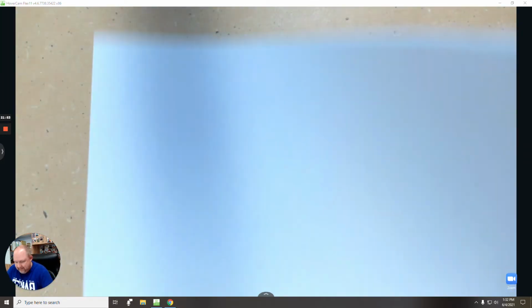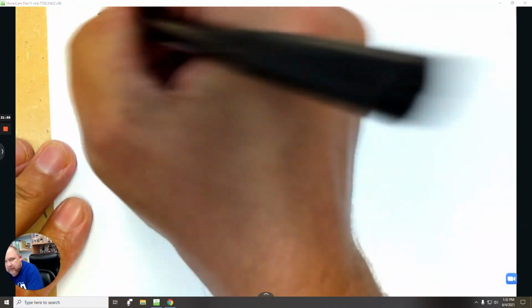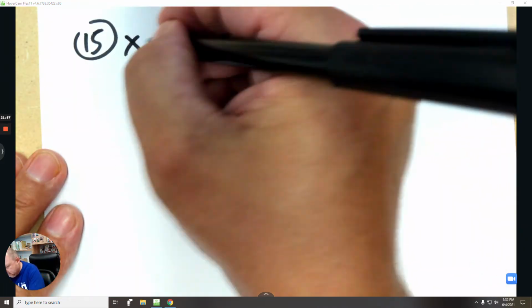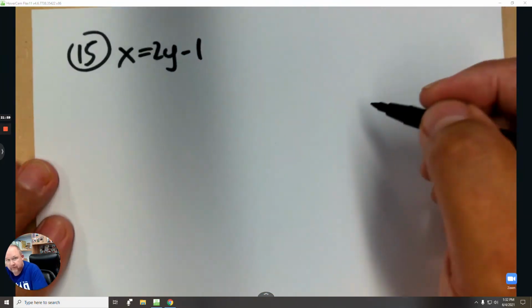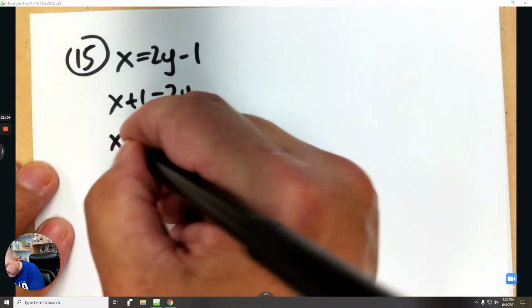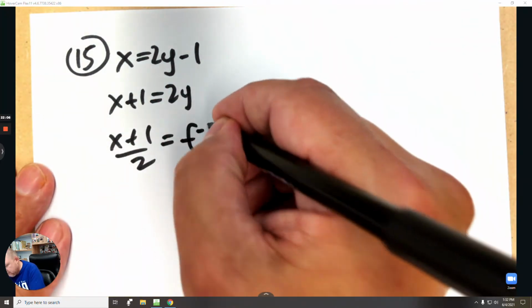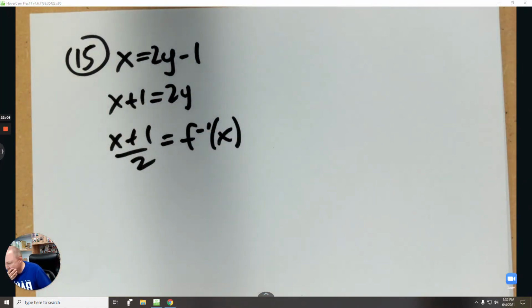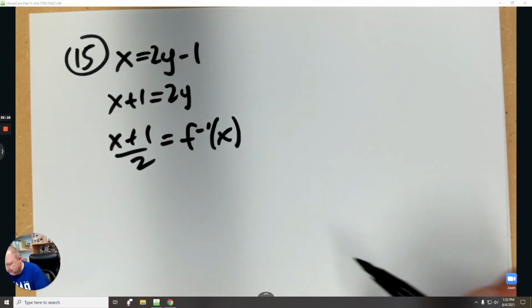All right, last page here. 15, find the inverse. Now, in order to find the inverse, x and y are inversed. And now solve for y. So I'm going to add 1 and then divide everything by 2. And then the symbol for inverse, once you get a y by itself, is that symbol there.